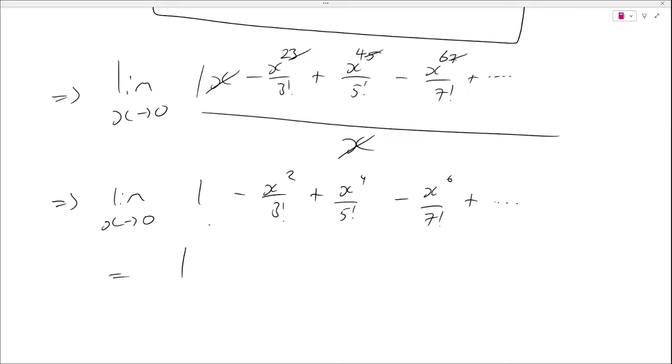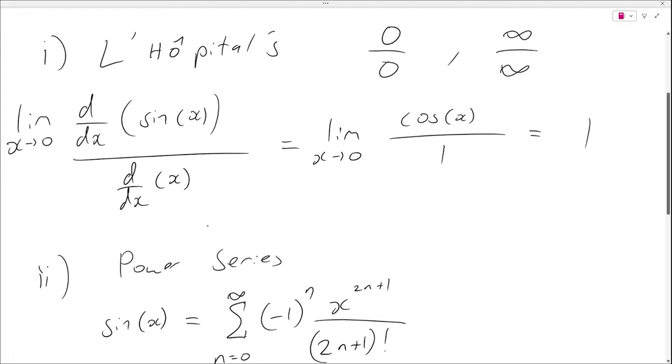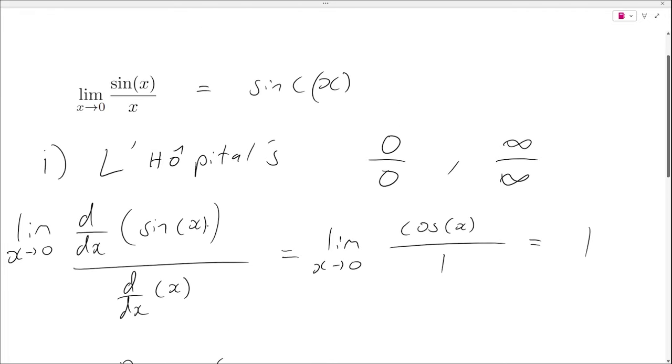And that's it. That's how we can evaluate the limit as x approaches 0 using two different methods: firstly, L'Hopital's rule, and then the power series. And there we are. So the limit as x approaches 0 of sine of x on x is simply going to be equal to 1. And there we are.